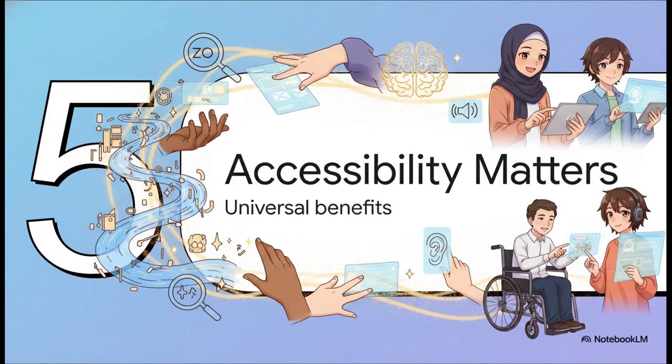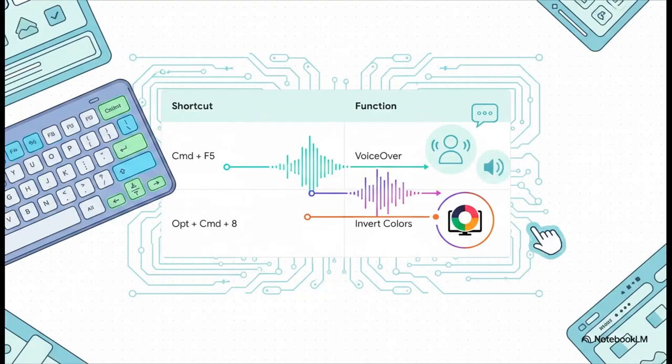Let's move to our final section and see how this all builds together. Section 5. Why accessibility matters. Universal benefits. To really bring this all together, here is a highly actionable cheat sheet of macOS accessibility shortcuts. Pressing Command plus F5 instantly turns on VoiceOver. Option plus Command plus F5 brings up your quick accessibility menu. And Option plus Command plus 8 will invert your display colors. Go ahead and take a screenshot of this right now. These are just incredibly handy shortcuts to have memorized.